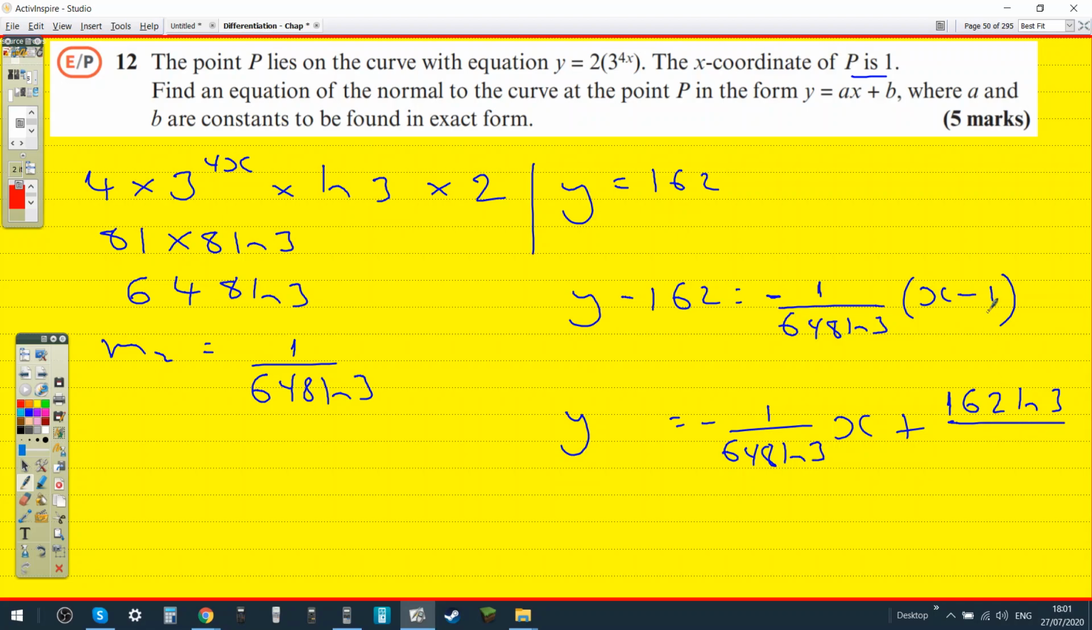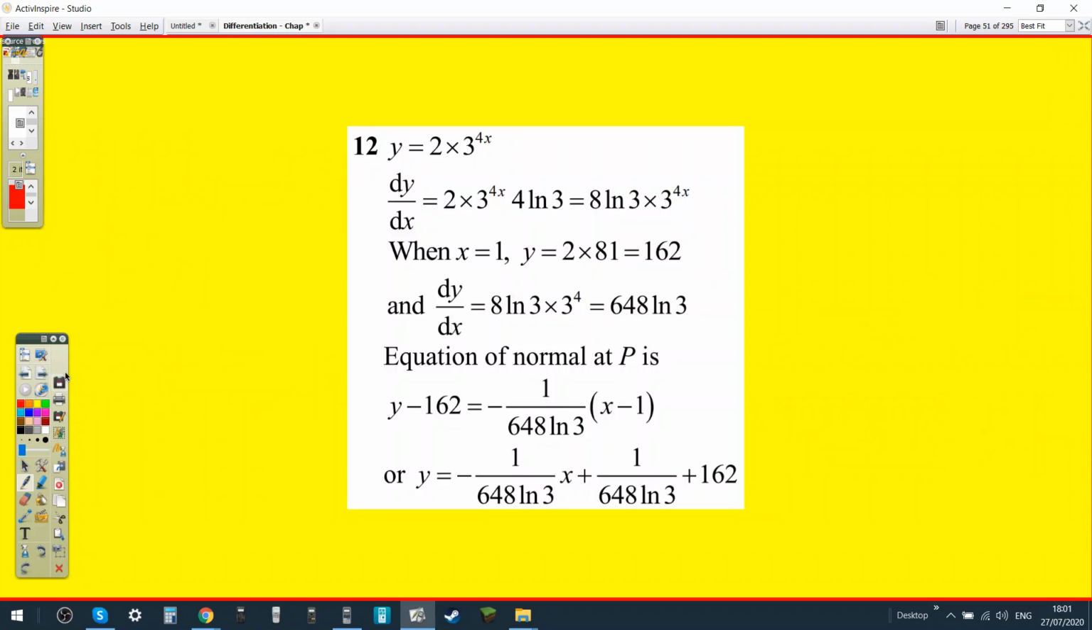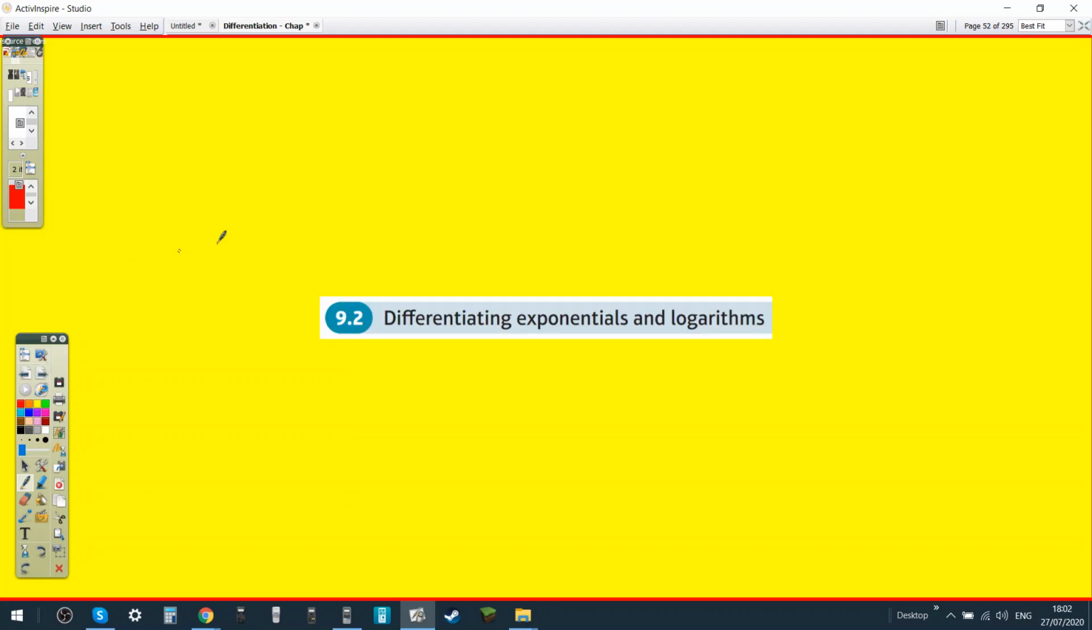Hang on, so plus 1 or something, over ln 3. It's something like that, in its exact form. Okay, so they didn't add those two fractions. They just kept them separate. That's cheating. But anyway, yeah.